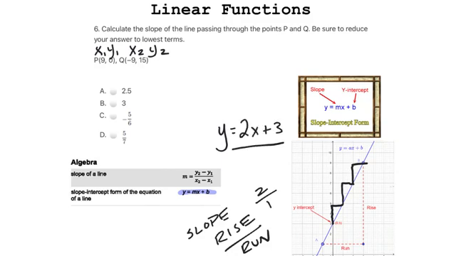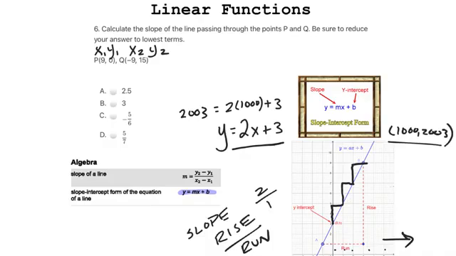Now we can find any point on the line, any point. That's so crazy. How about if x was 1,000? So y equals 2 times 1,000 plus 3, or y equals 2,003. So the point on this line is x equals 1,000 and y equals 2,003. Whew. So how about if I need to find the slope between two points?